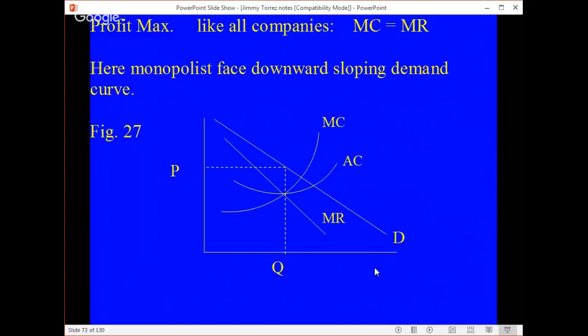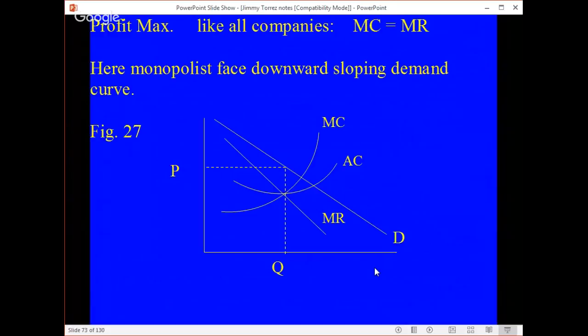So this is what a monopoly looks like. Since they're the only firm in the industry, they face the market demand curve, which will be downward sloping. They're a profit maximizer by assumption, so they're going to choose a point where marginal revenue equals marginal cost. Now remember, since we have a downward sloping demand curve, our marginal revenue curve is going to be below the demand curve and also downward sloping.